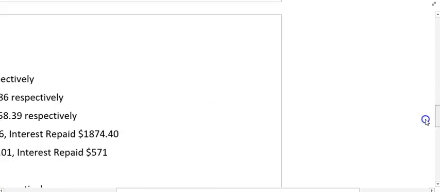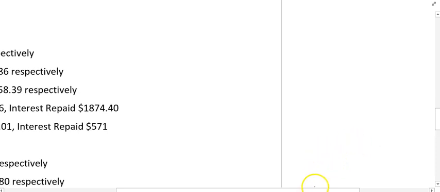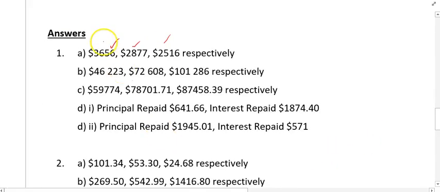If we cheat and we scroll down to the answers, you can see that as this is the 10-year, this is the 15-year, this is the 20-year, the repayments are smaller, but the interest that you pay is much, much larger. So you can see over a 10-year loan, you'd pay $46,000 in interest, whereas over a 20-year loan, you pay more than double that. So pay it off over a shorter amount of time and you'll pay less interest.